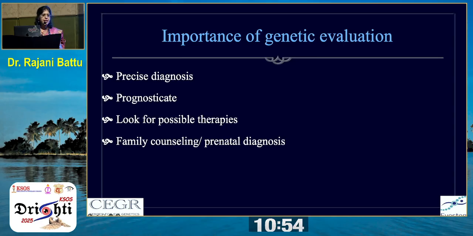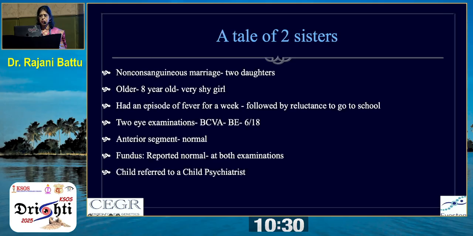So, to a large extent, doing genetic testing does help in prognostication, and definitely to look for possible therapies. I think because this field of genes and genetic therapy has exploded in the last decade or so, I do think there's a lot on the anvil. And most importantly, I think Dr. Divya mentioned family counseling or prenatal diagnosis. I'll just touch upon a few cases just to explain each of this.